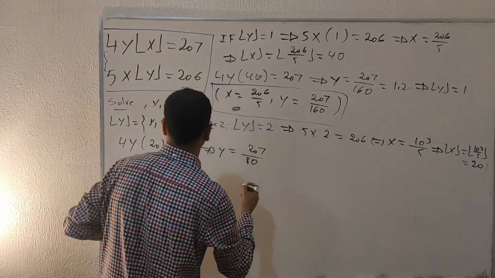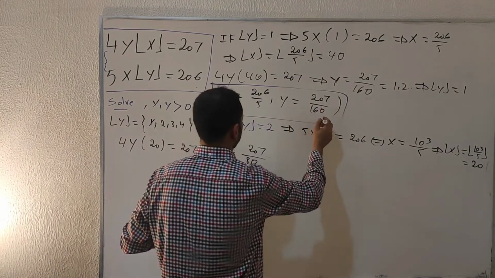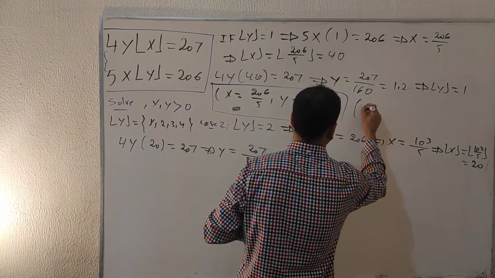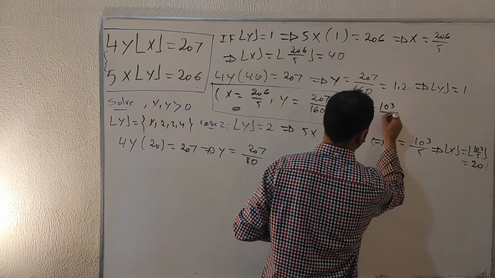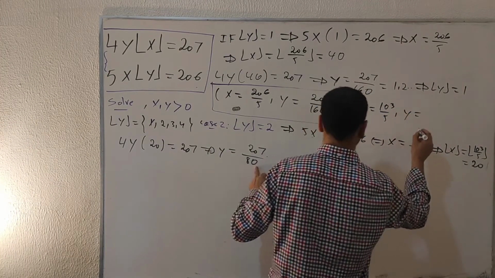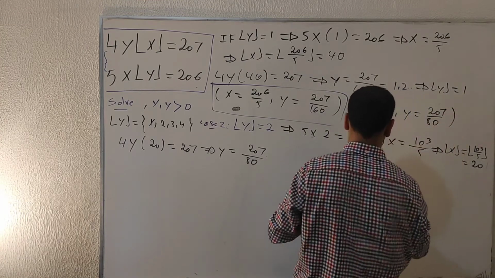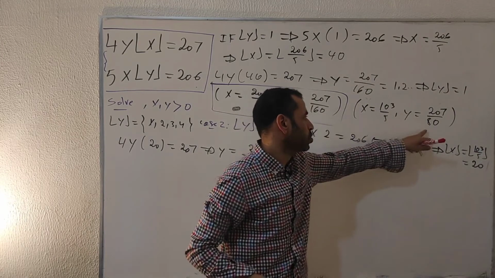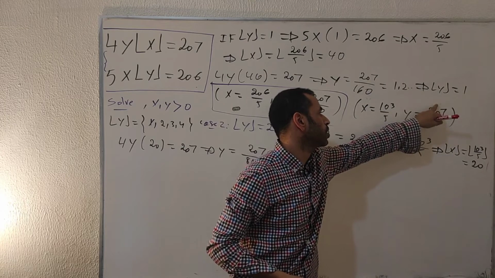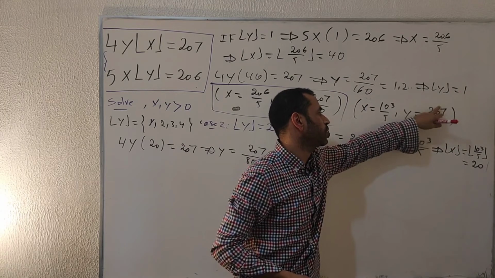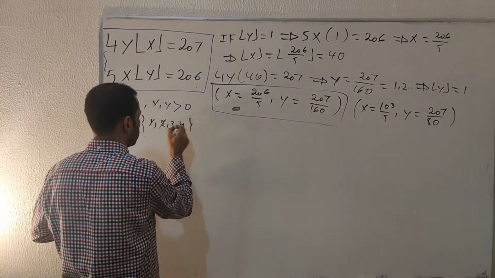Okay, now I will have the following solution. I'm going to put the solution next to this one. So the second solution: x equals 103 over 5 and y equals 207 over 80. This one is not a reducible fraction because we have an odd number and an even number. When you see an odd number here and an even number here, it will never be simplified. Okay, now let's move on to case number 3.